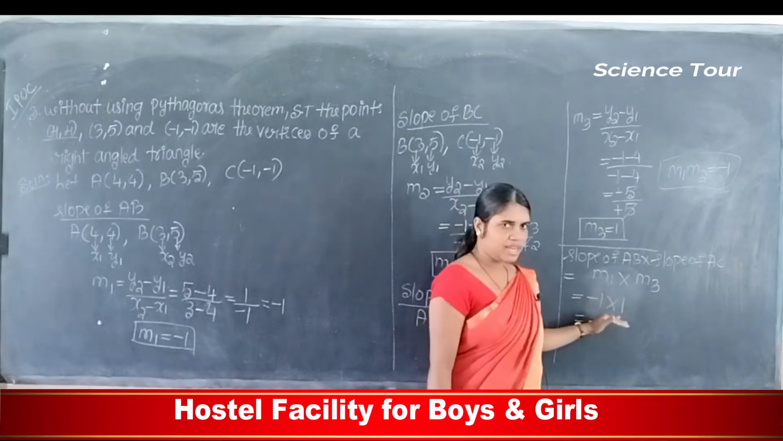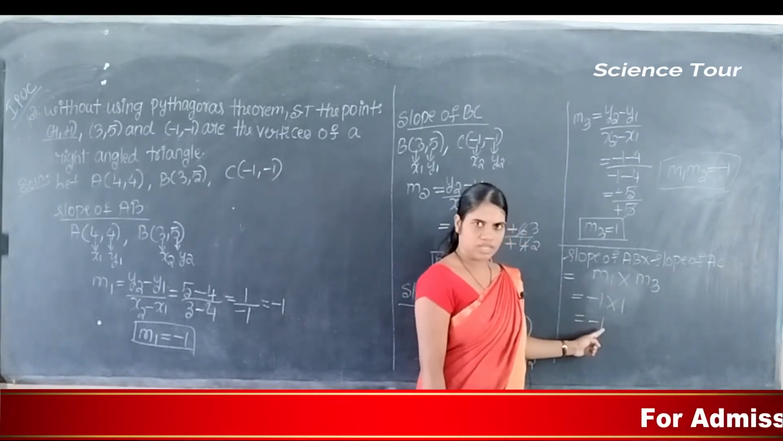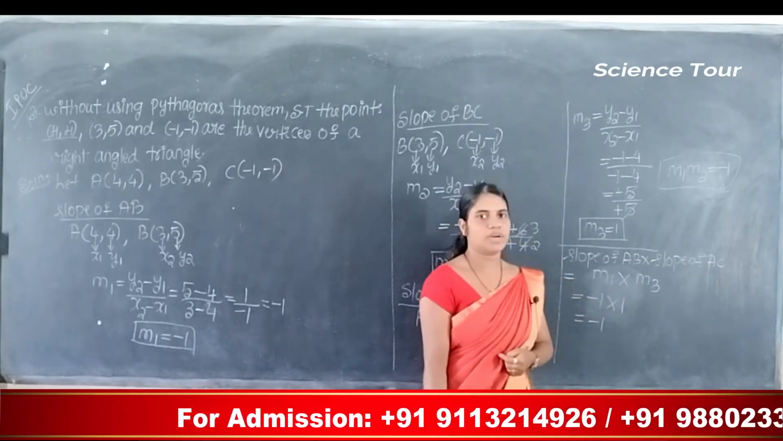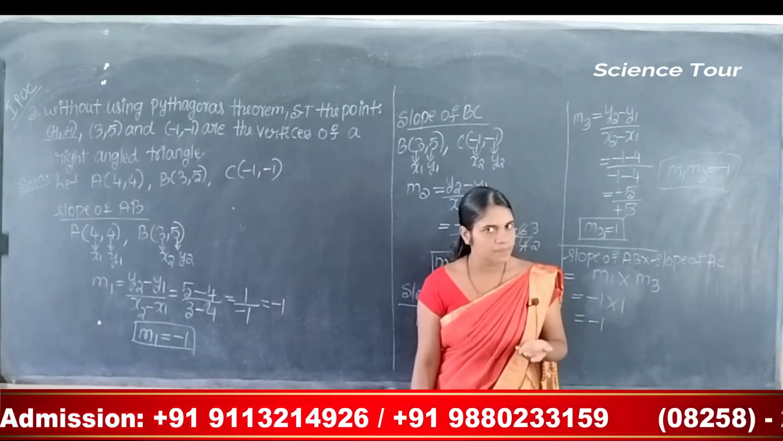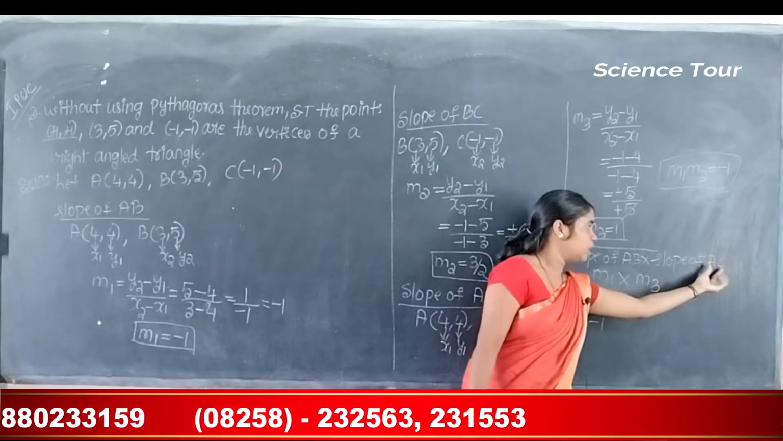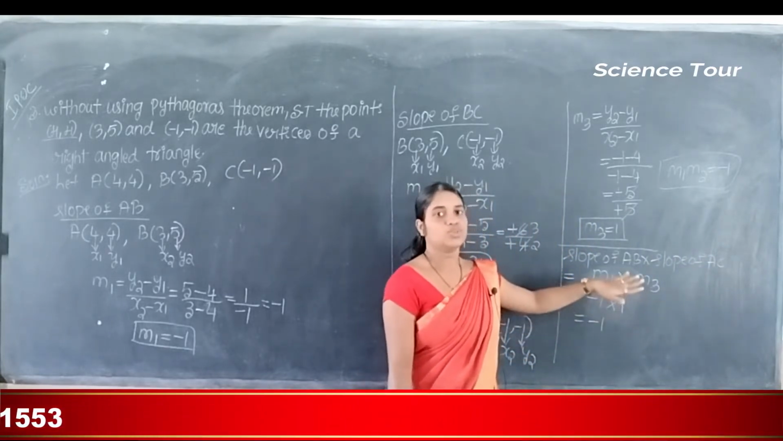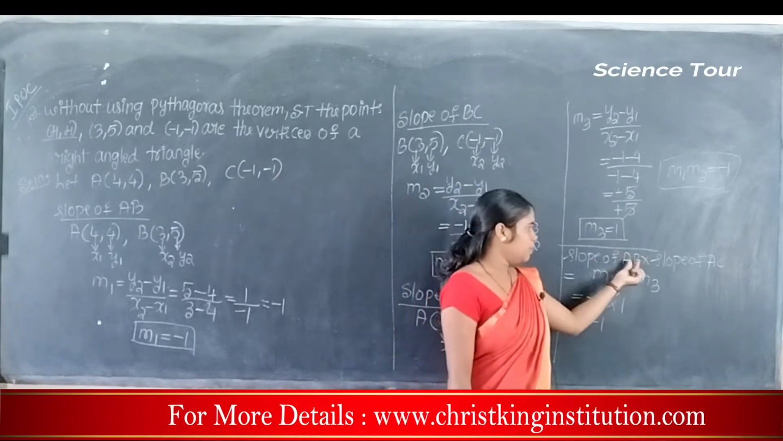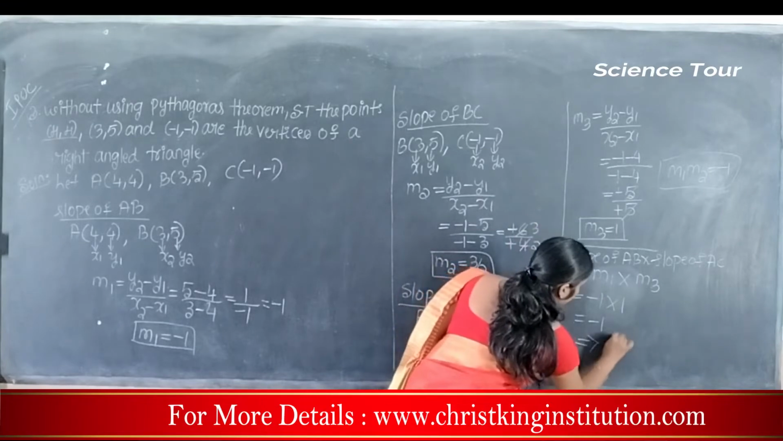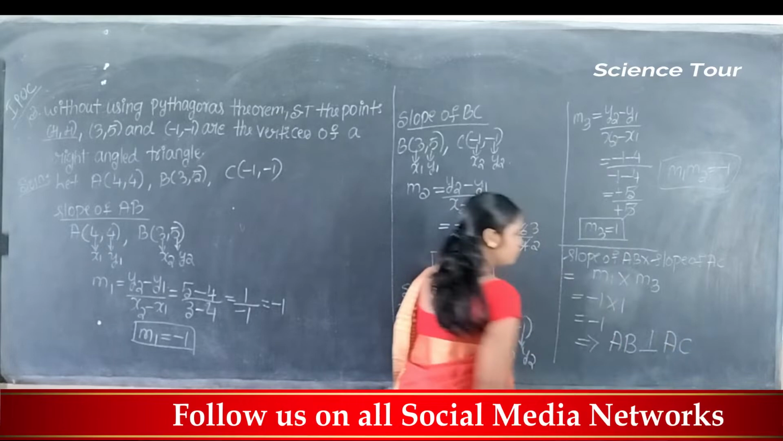Okay, so you can observe here m1 into m3 is equal to minus 1, isn't it? Slope of AB and slope of AC is equal to minus 1. So what you can say? You can say the line AB is perpendicular to the line AC. By this result, this implies the line AB is perpendicular to AC.